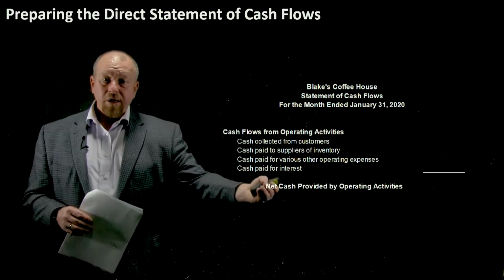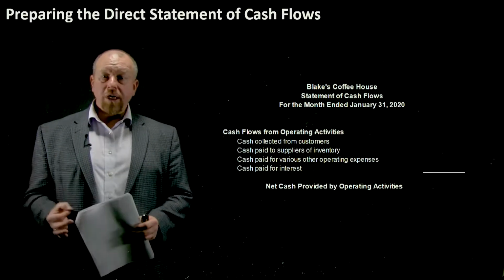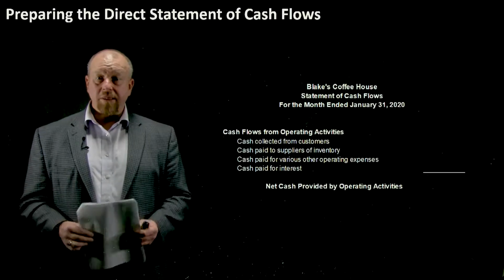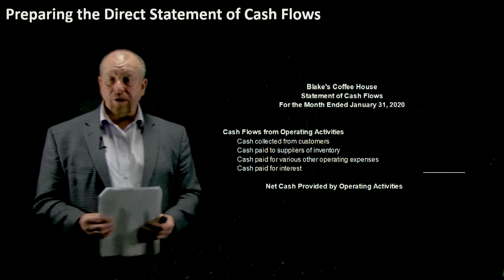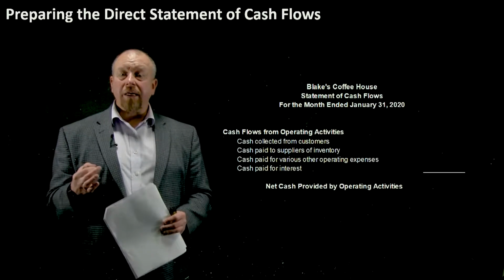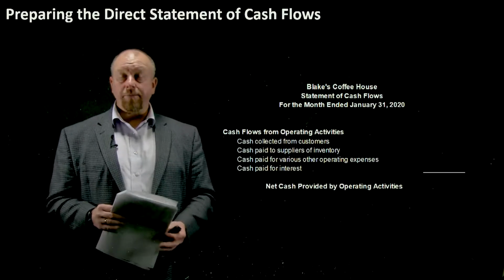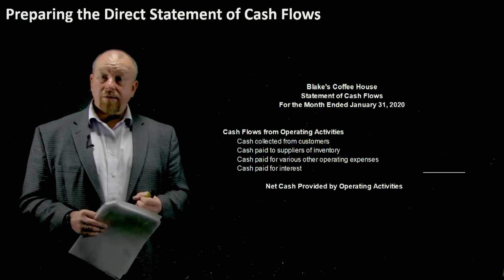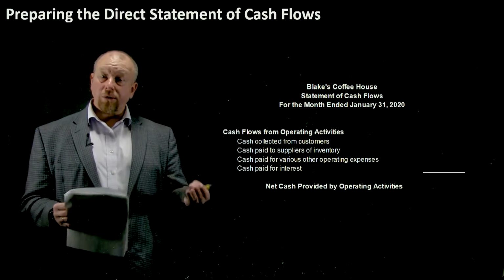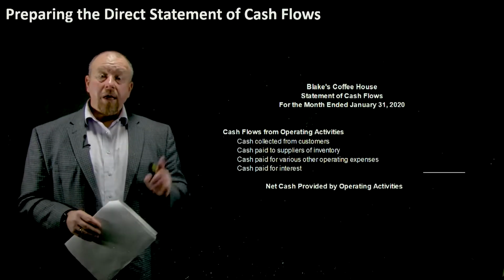So what we have here is plain English. Cash collected from customers. You don't need an accounting degree to understand what that means. Cash paid to suppliers of inventory or cash paid for interest. You don't even need to take an accounting course to understand that. That's why the FASB prefers this method. Now, it's a little more complicated to prepare this method than the indirect method in most circumstances. That's why a lot of companies still choose the indirect method. So let's take a look.